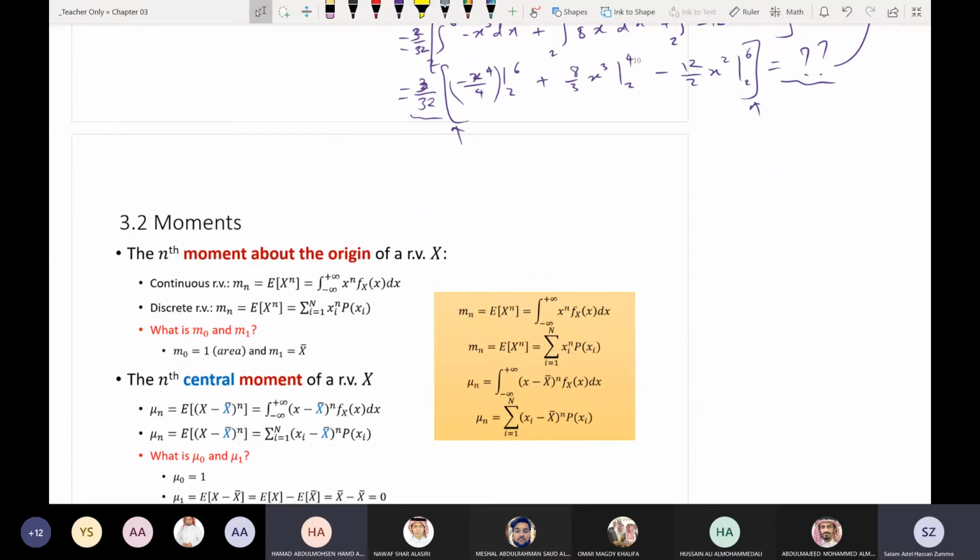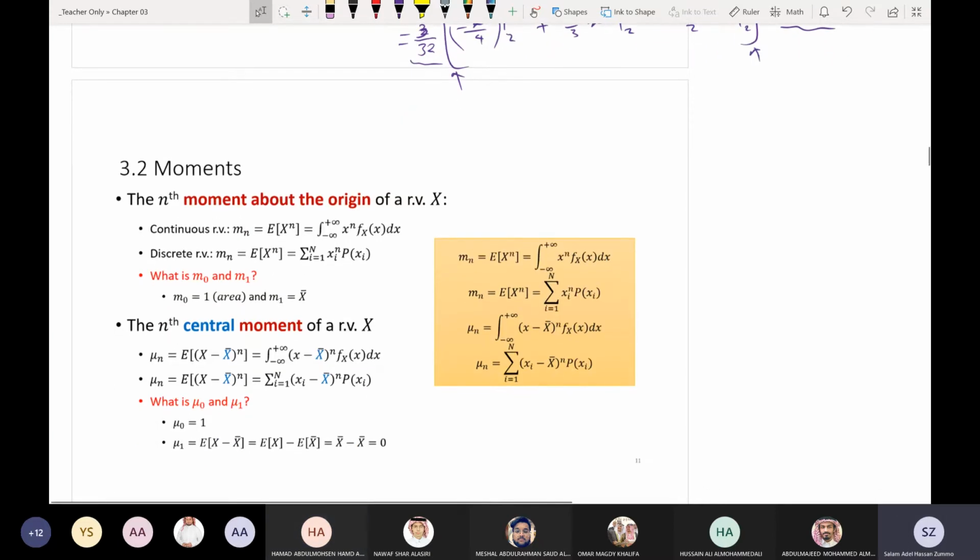What we want to talk about also in this class is the moments. Please mute your microphone. The moments are defined as an extension of the expectation or the average value. So the average value can be thought of as the first order moment, M1, which is the expected value of X. This is the mean. This is the first order moment.